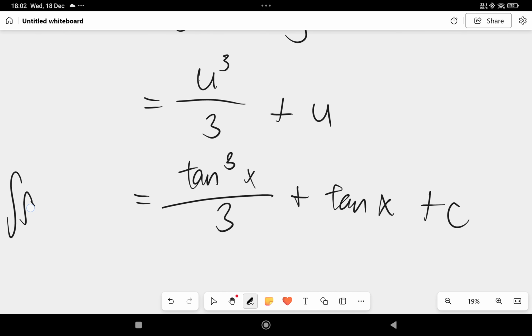So the integral of secant to the 4th power dx is this. This is the answer.